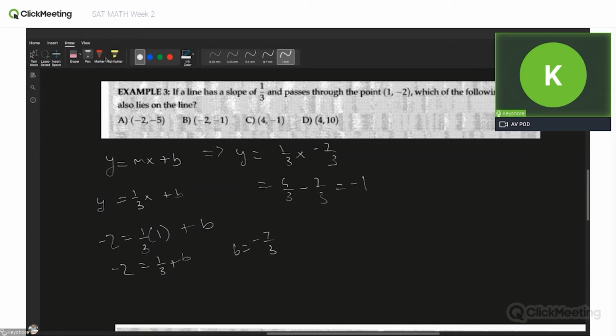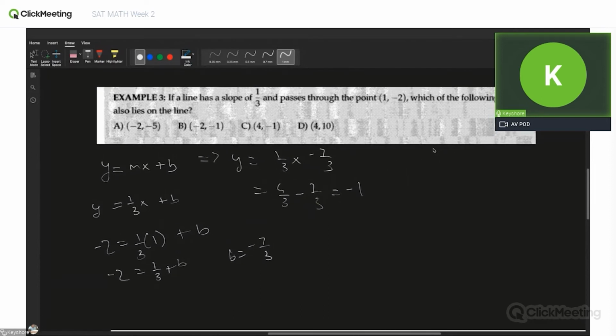So C is the only one that works. If you want, you can go through them. It's a much more tedious method to do, but it gets more concept across about what a line means, how all the points lie on it, and stuff. But for time's sake, on the SAT, it's probably not the best thing to do.